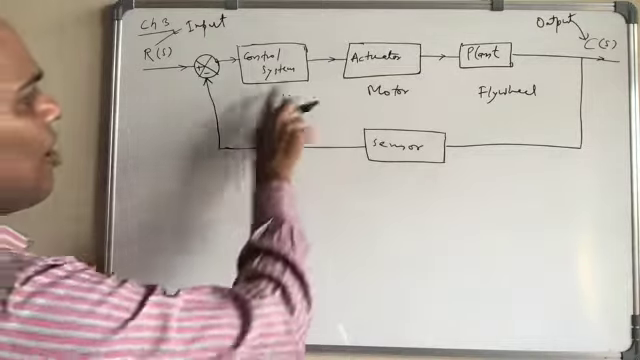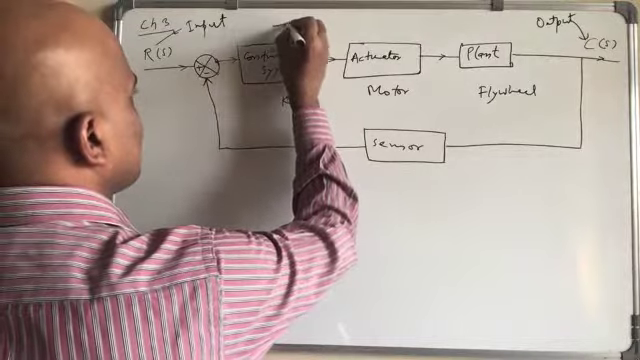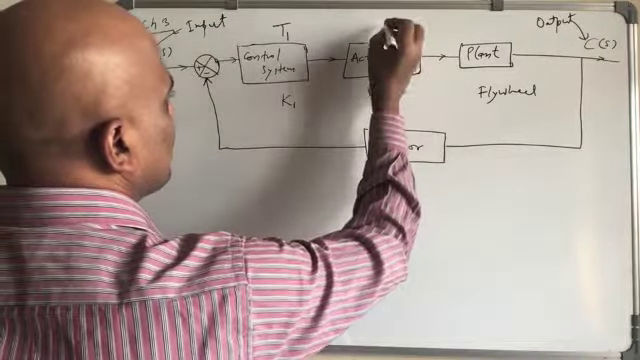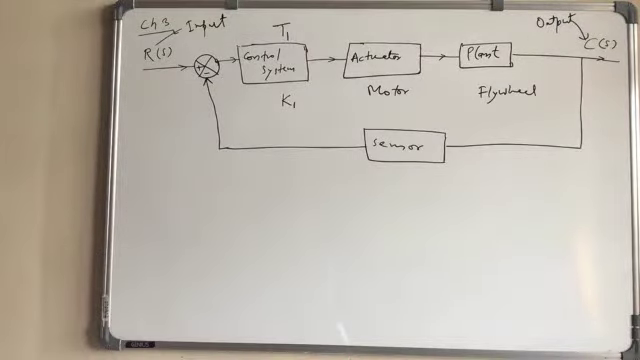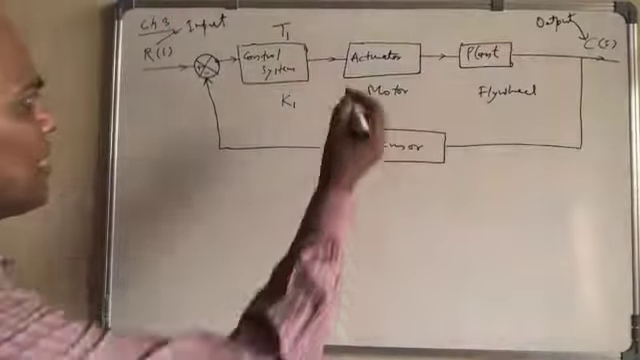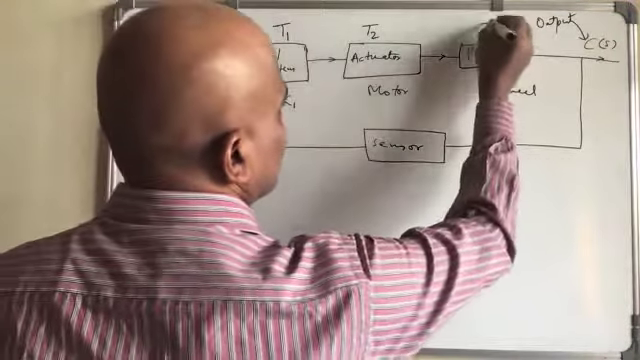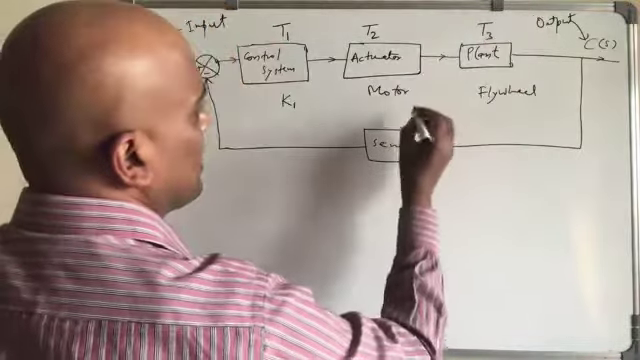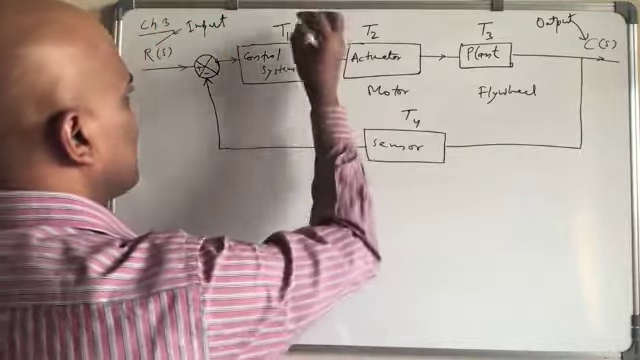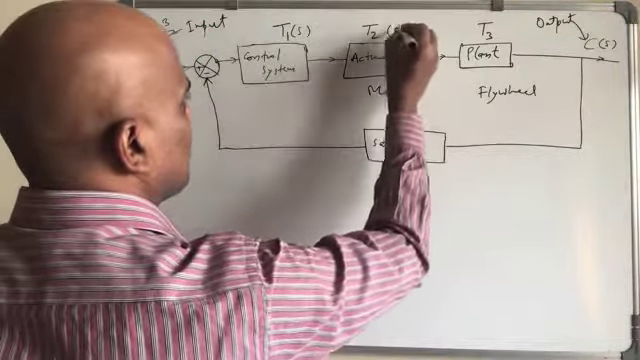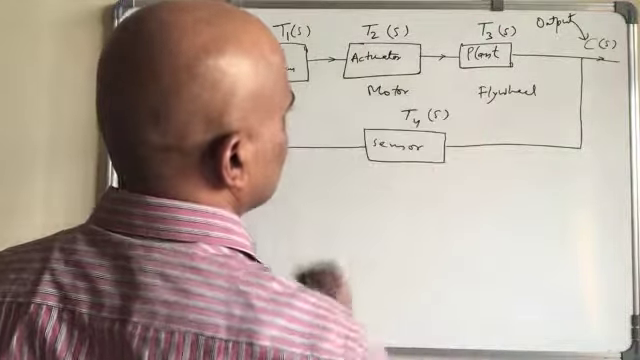Now all of them will have some transfer function. Let's call this T1, or typically you also write in terms of G, like G1, G2. So let's call it T1, here we have T2, this is T3, and here we have T4. All of them are functions of complex frequency s.